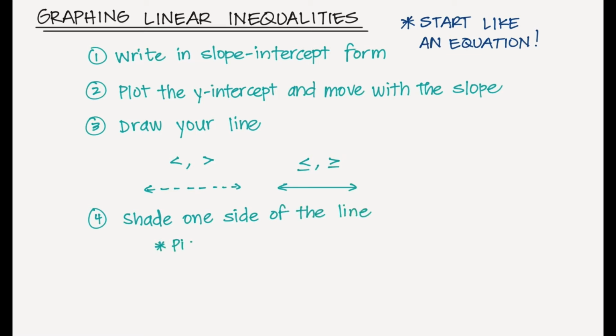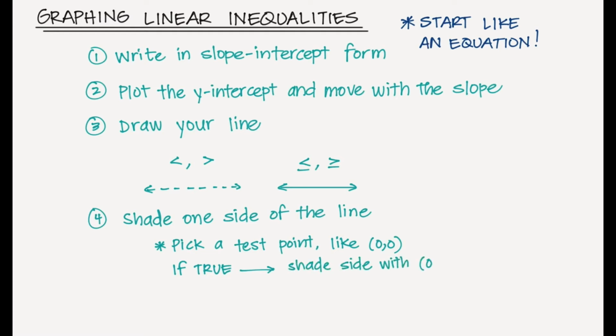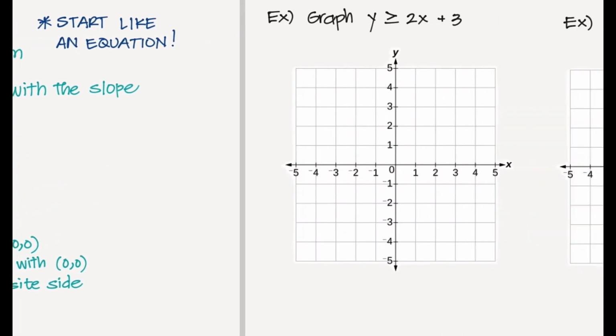The way that you're going to determine which side is you're going to pick a test point on one of the sides. I like to pick (0, 0) because it's a very easy point. And you're going to plug it in. If you get a true statement, then you're going to shade the entire side that has your test point, like (0, 0). But if you get a false statement, then that means (0, 0) is not one of your solutions. You're not going to shade that side. You'll shade the opposite side.